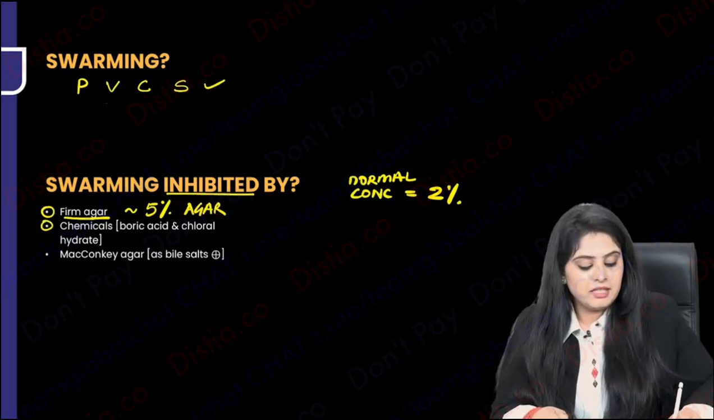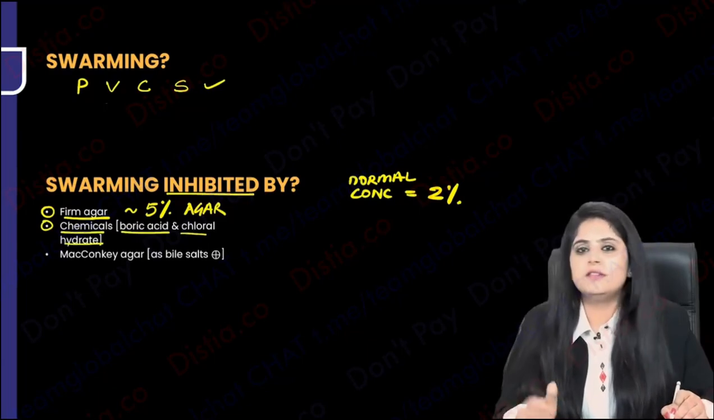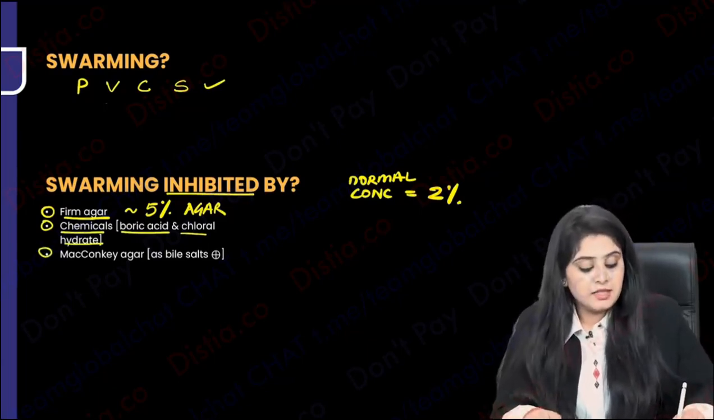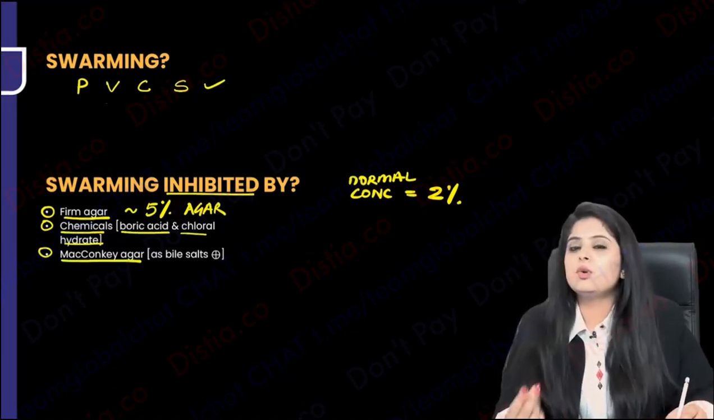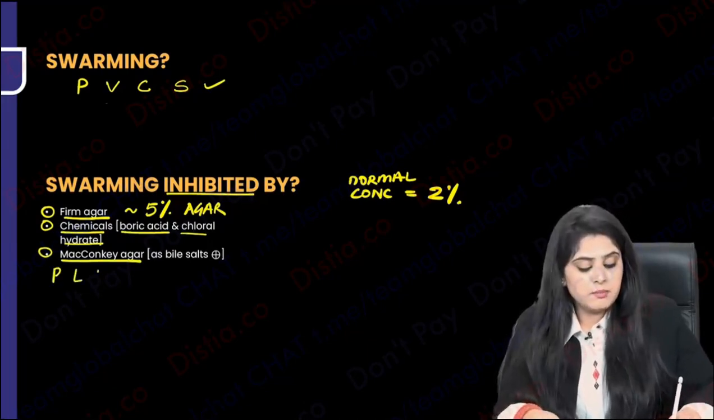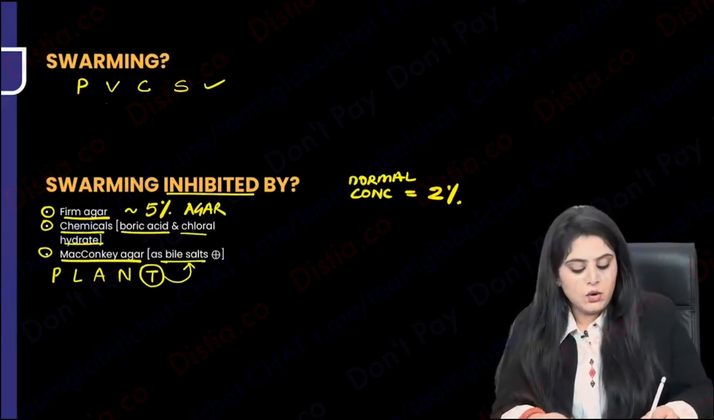If I add some chemicals, like chloral hydrate, some boric acid, chemicals are always toxic. They will not let anyone move. And thirdly, MacConkey agar inhibits swarming. Okay, that is news, guys. What was the composition of MacConkey agar? It's a pretty pink plate. T, taurocholate. Taurocholate means bile salts. Bile salts are damn toxic. So all of these features are going to inhibit swarming.